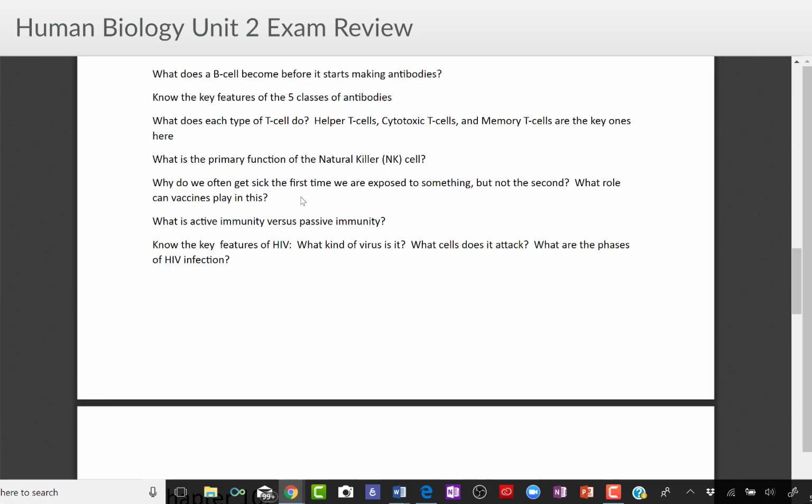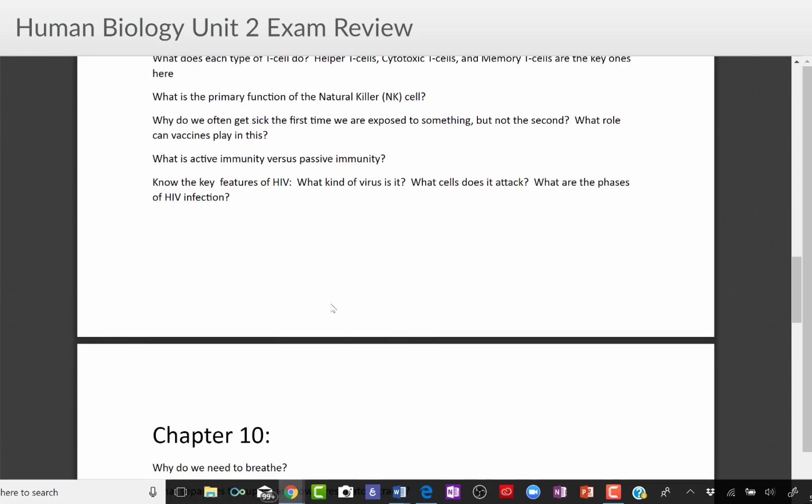So this is not a perfect system, but that is how it works. All right, what is active immunity versus passive immunity? So active is something your immune system has to actually do. Passive is something that's kind of done to you. So I'll quickly go through them here.